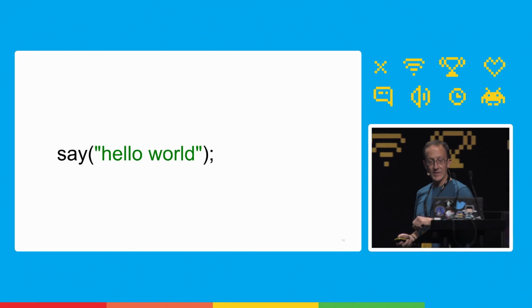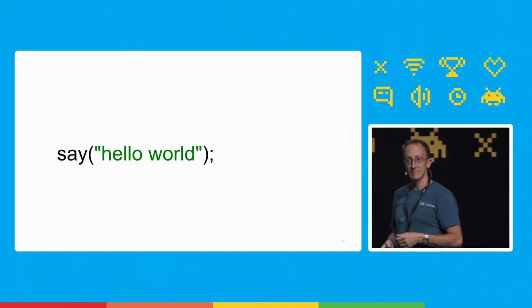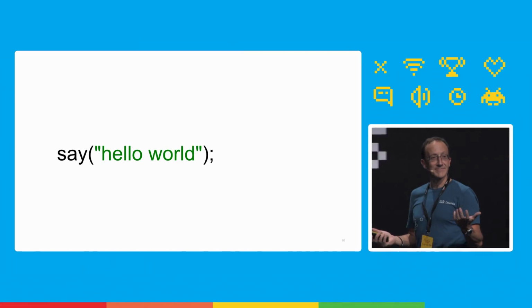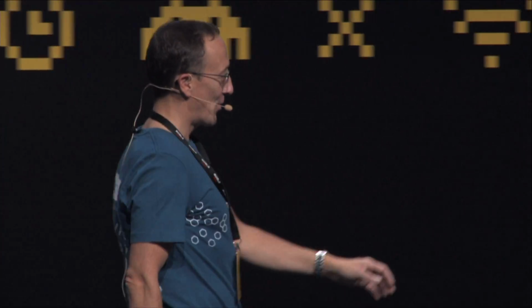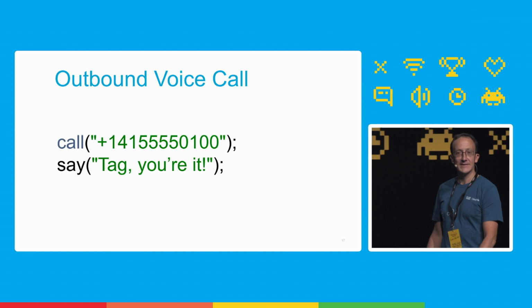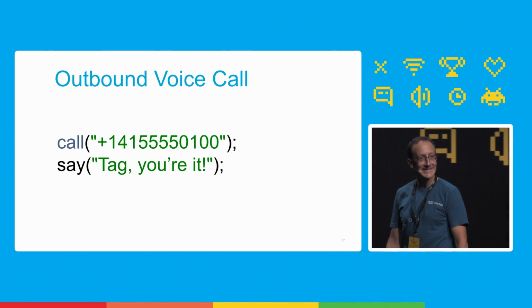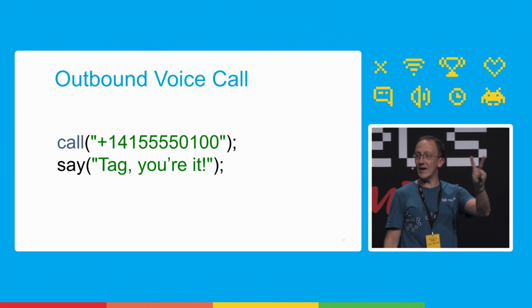In your code, you can write that. What does it do? It speaks hello world. One line of code. You put that in your application, JavaScript, Ruby, PHP. If someone calls your application, he will hear hello world. Done. What about that one? Any idea? Yeah? 2 lines of code.